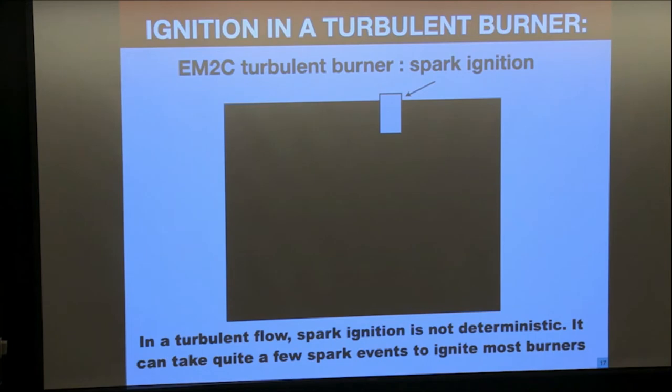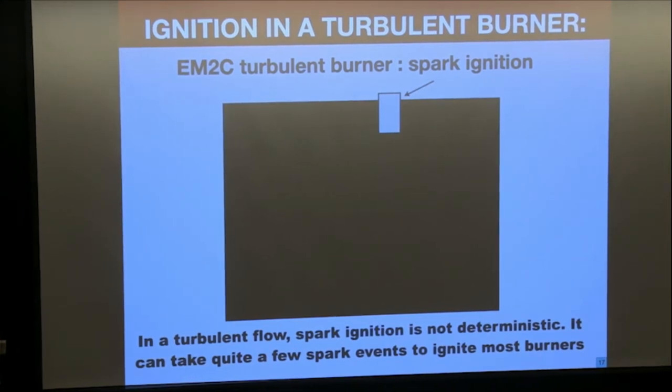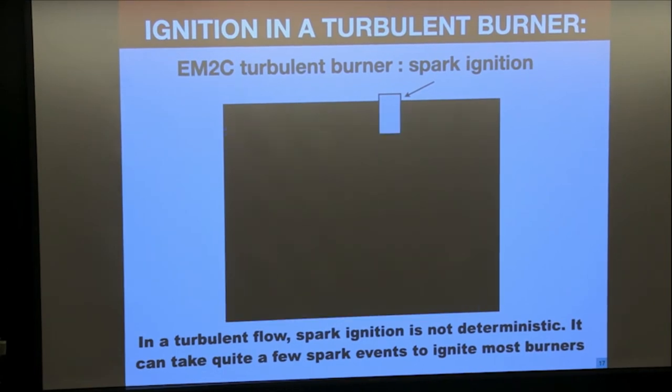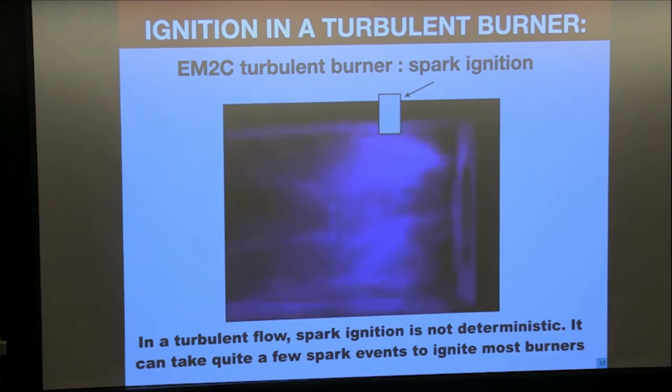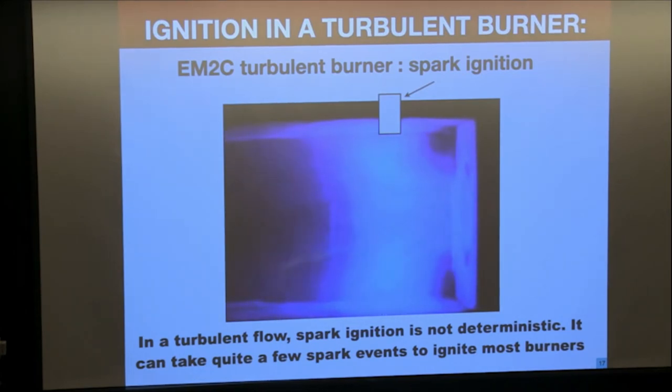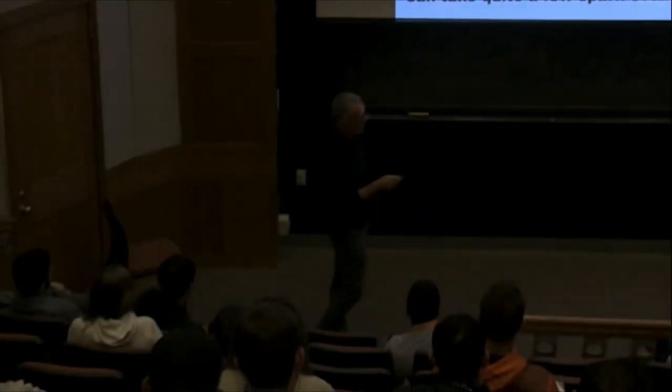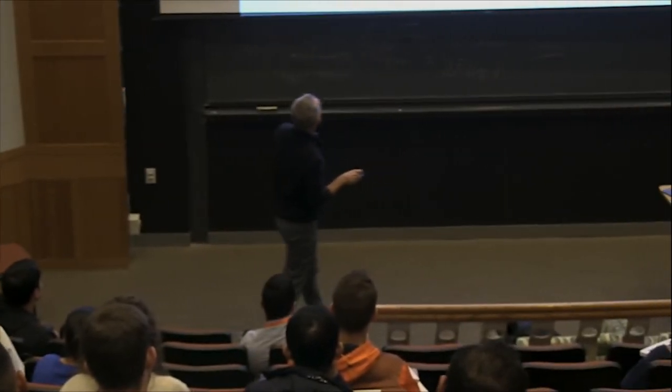And now we're going to ignite it with the spark which is on top. That's the air, that's it. And the blah blah blah blah is the spark. This chamber is probably a little bit unstable, as you can see. That's okay. So you see again, it will take quite a few spark events before you can ignite, which is going to be a problem in industry for obvious reasons.